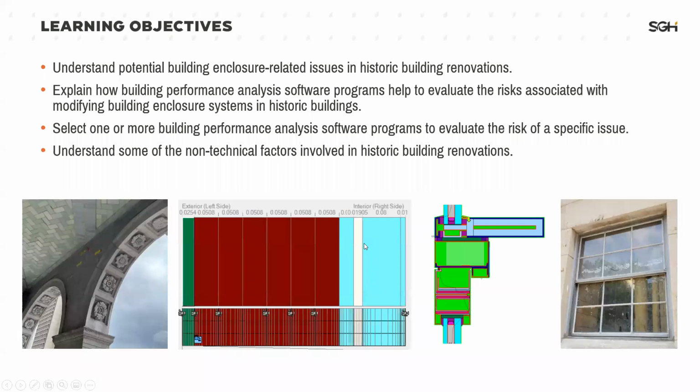The goal is that by the end of the presentation today, you'll be able to understand potential building enclosure related issues when it comes to historic building renovations. There are a lot of software programs out there, but by the end of this presentation, we'll be able to explain how specific software programs can help to evaluate the risks associated with modifying the building enclosure of a historic building. You'll be able to select which of those software programs should be used to evaluate the risk of a specific issue, and you'll understand some of the non-technical factors involved in historic building renovations, and those kind of set them apart from new design projects.